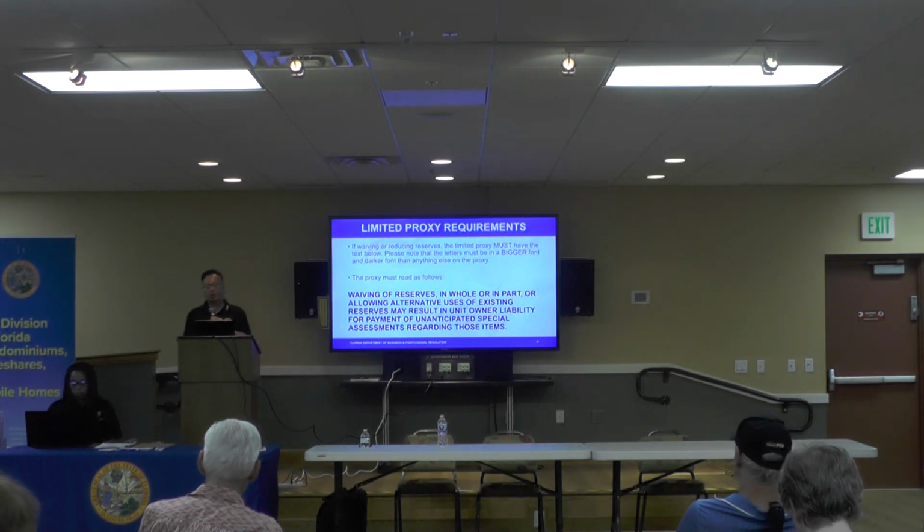If waiving or reducing the reserve, the limited proxy must have the following text. It's in bigger, bold font than anything else on the proxy. The proxy must read as follows: waiving of reserves in whole or in part, or the allowing alternative use of existing reserves, may result in unit owner liability for payment of unanticipated special assessments regarding those items.